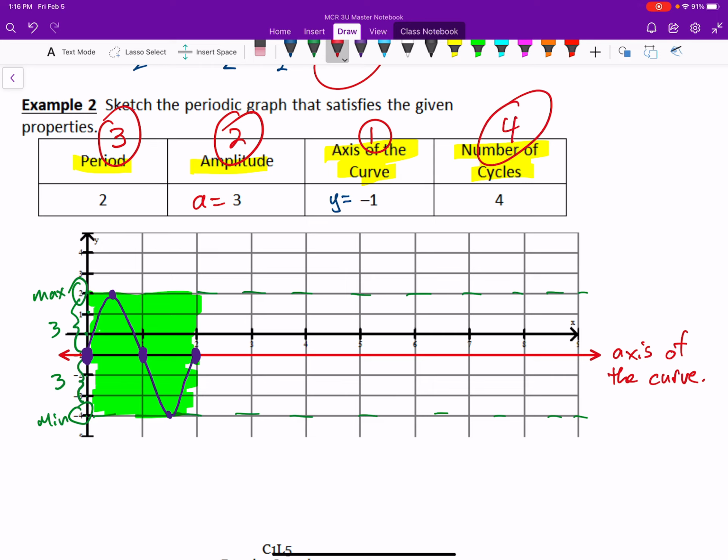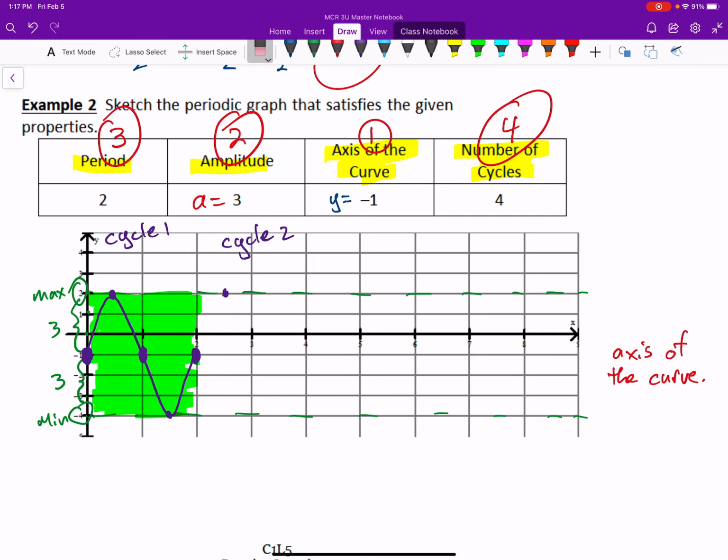The last thing I would need to consider is making sure I get the correct number of cycles. I'm supposed to do 4 cycles. I need to repeat this exactly 4 times. So there's my first cycle. I could even call this cycle 1. My second cycle is going to be identical. So I'm going to hit the max, going to hit the axis of the curve. Notice how it's very tempting to put points here on the x-axis because it's nice and bold and it draws our eye. Avoid that temptation unless the x-axis happens to be your axis of the curve.